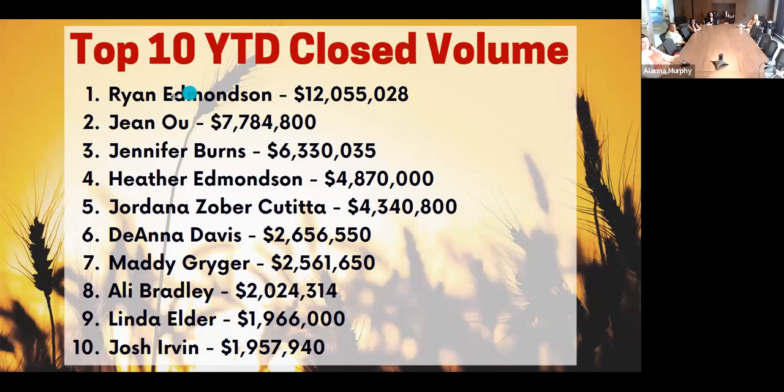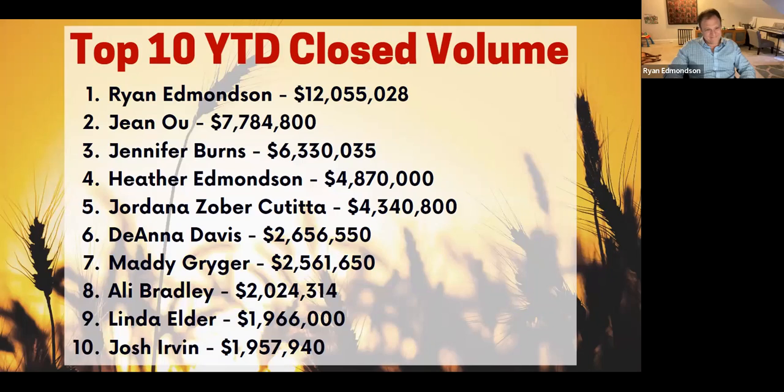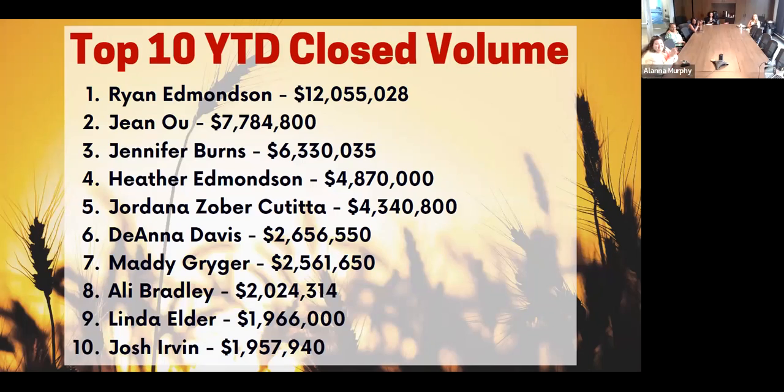Okay, here we go. Top 10 year-to-date closed volume. There's that guy. I'd never catch him. Brian Edmondson at a little over 12 million. That's huge. Jean at 7.7, almost 7.8. Wrapping up sales at 6.3. Heather at 4.8, who just got a beautiful new listing. If y'all haven't seen that, check that out. It's stunning. Gorgeous. Good job, Heather. Jordana at 4.3. Our girl Deanna in the house, 2.6.